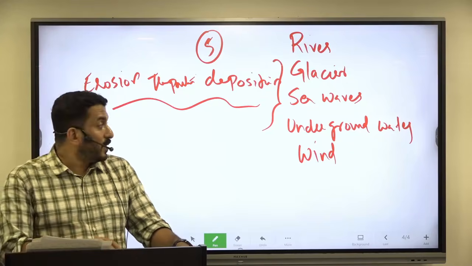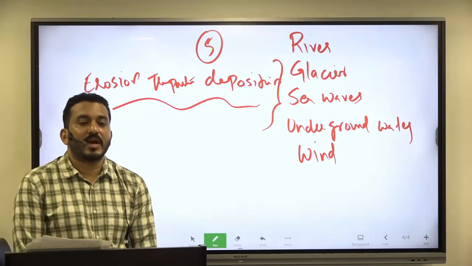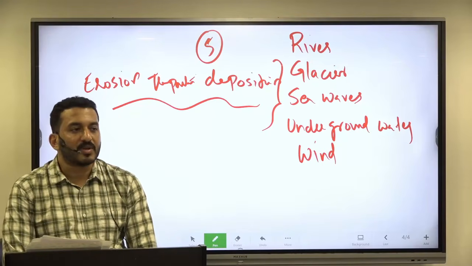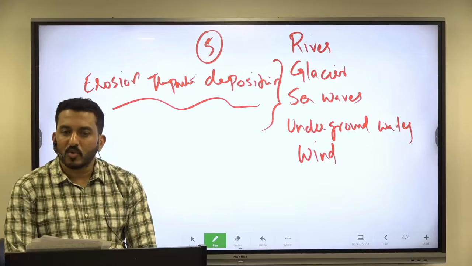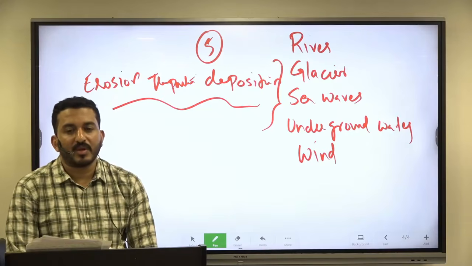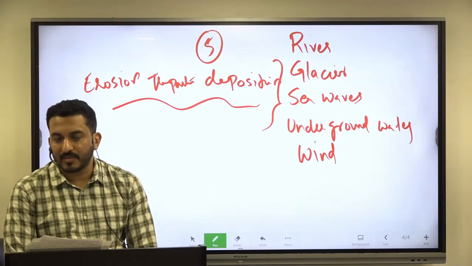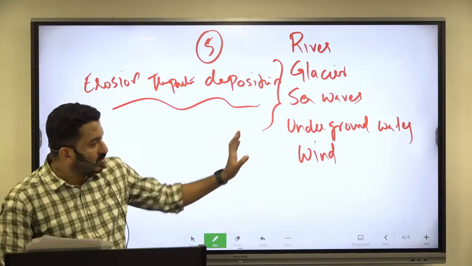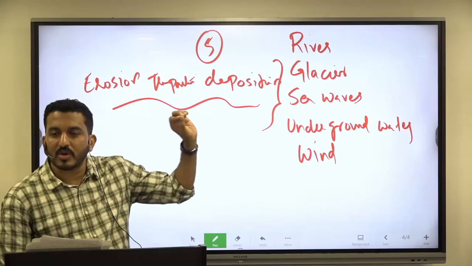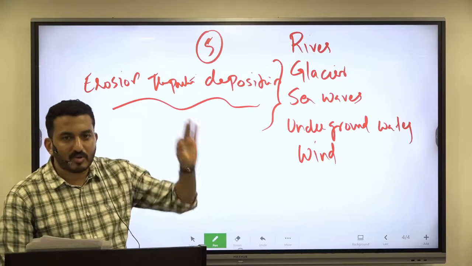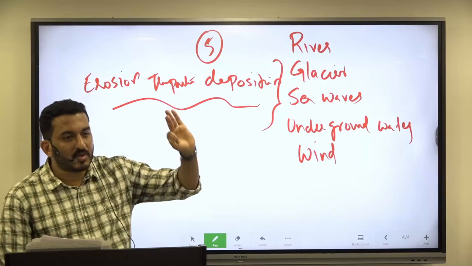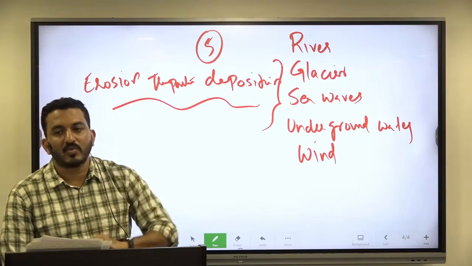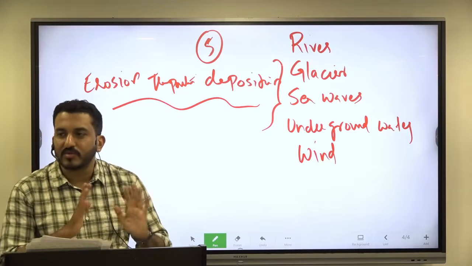Any exogenic agent is involved in a threefold task. One is erosion, two is transportation, and three is deposition. This is what you will be studying in the module called geomorphology. Geomorphology will study about 3 endogenic forces: earthquake, volcanism, mountain building, and 5 exogenic agents: river, glacier, wind, sea waves, underground water in detail. This is the syllabus of geomorphology.